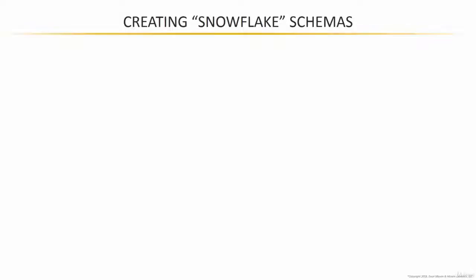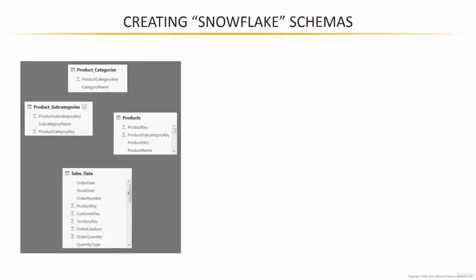All right, time to talk about snowflakes. And I'm not talking about weather, I'm talking about schemas. Now consider this table structure here. This should look extremely familiar because this is the exact table structure that we're working with in our AdventureWorks demo. Got one data table, the sales data table at the bottom, and three product-related lookup tables: products, subcategories, and categories.